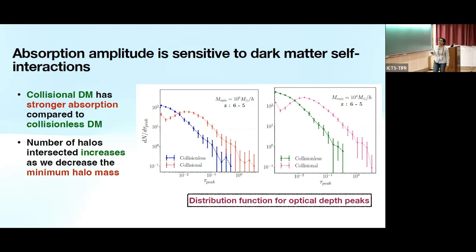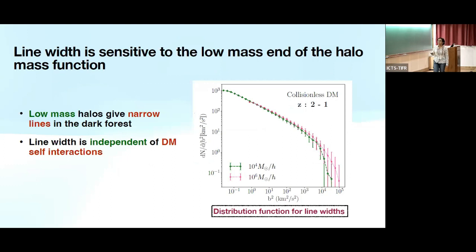And we found that the absorption is stronger in the case of collisional dark matter compared to collisionless. We also set a minimum halo mass, and we found that as we decrease the minimum halo mass, we intersect more halos. So there are more counts if we decrease M minimum. The other thing was about the line width. If we decrease the minimum halo mass, or make the cutoff in the power spectrum smaller, then you have many more halos of smaller masses. They have smaller temperatures, so this extends to lower values of line width.